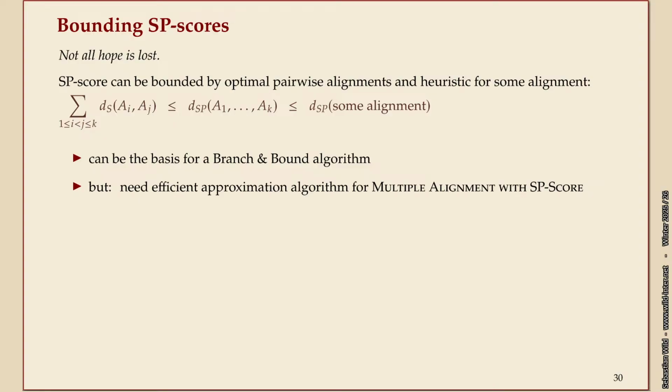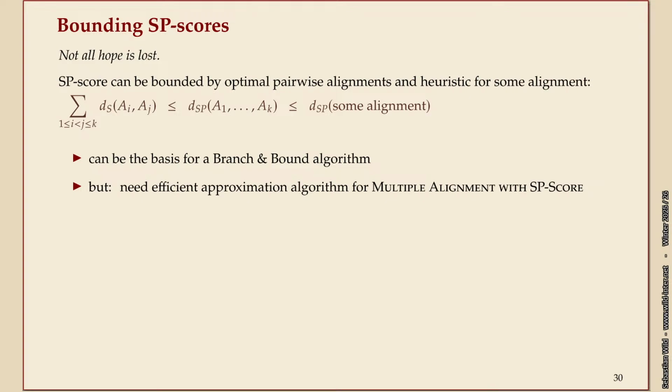Now, we still want these multiple alignments. If it's NP hard, what can we do? Someone should do a lecture on this. One option is you give up optimality. And that's something where the SP scores are fairly well suited for.